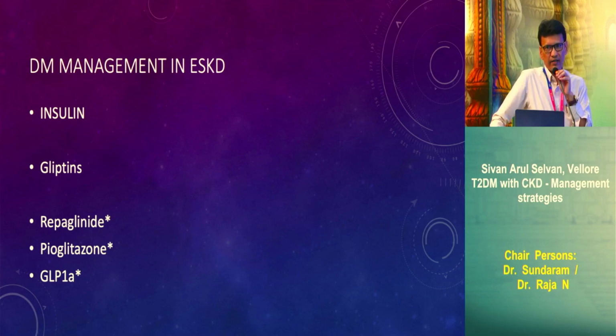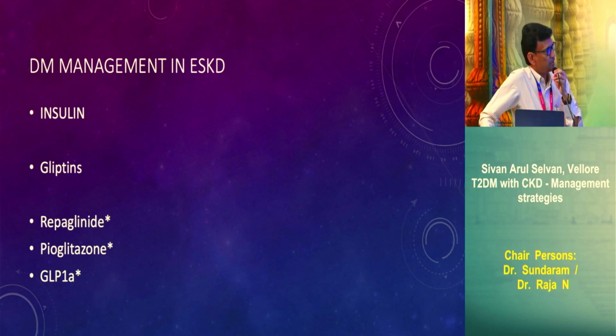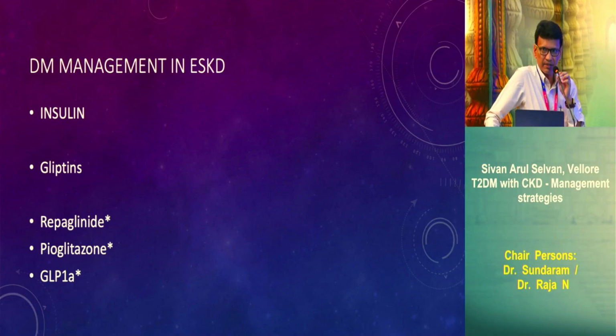So what can be done for diabetes control in end-stage renal disease? Insulin is the preferred agent for all patients. Gliptins are one group of oral agents which can be used, especially when the diabetes is not very high. You can try linagliptin. Other drugs which are not commonly used, and I also don't use them, can be tried, like repaglinide, pioglitazone and GLP analogs. I've never used GLP analogs in stage 5 CKD or hemodialysis because of the problems, but they can be used.